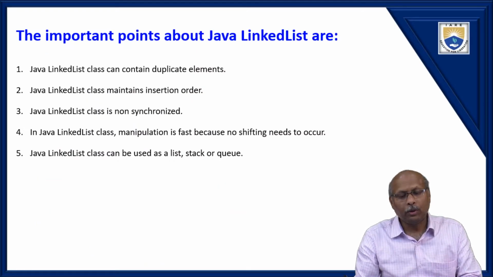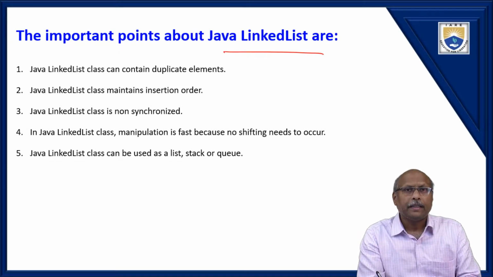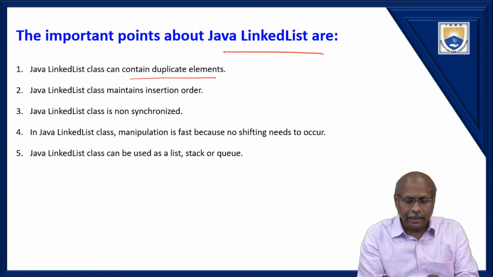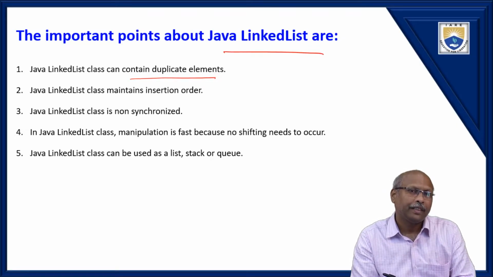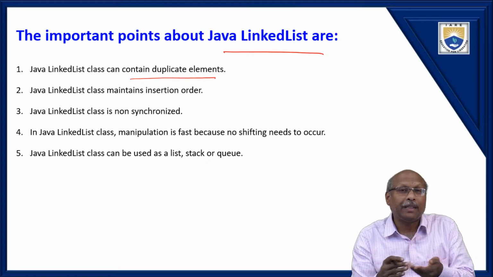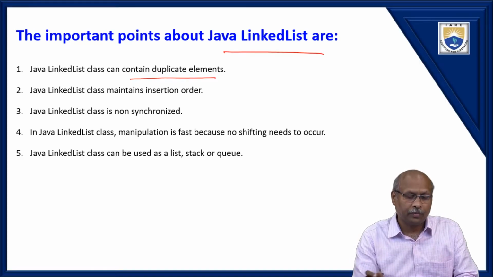There are some important points you should remember under the Java linked list. The first one: the Java linked list class can contain duplicate elements. That means in this linked list, you can store duplicate items also. There is no restriction. It will just check whether nodes are there or not. In that node, what value is there, it will not bother. The same value you can repeat in multiple nodes also.